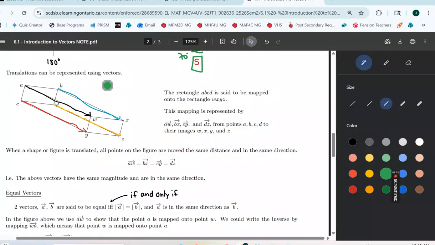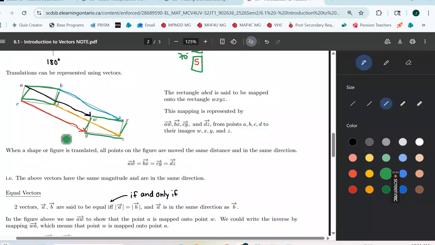Now, translations can also be represented using vectors. So this rectangle ABCD is said to be mapped onto the rectangle WXYZ. Okay, so it's being mapped from the top left to the bottom right. Now this is going to be useful later on when we start working in 3D. So this mapping is represented by AW, BX, CY, and DZ.